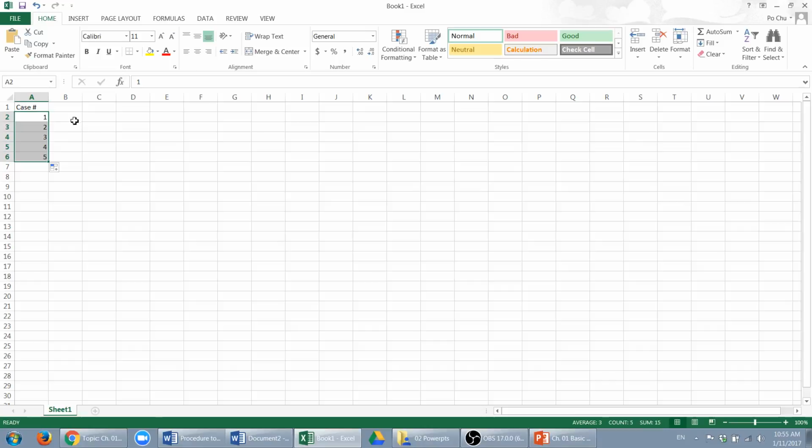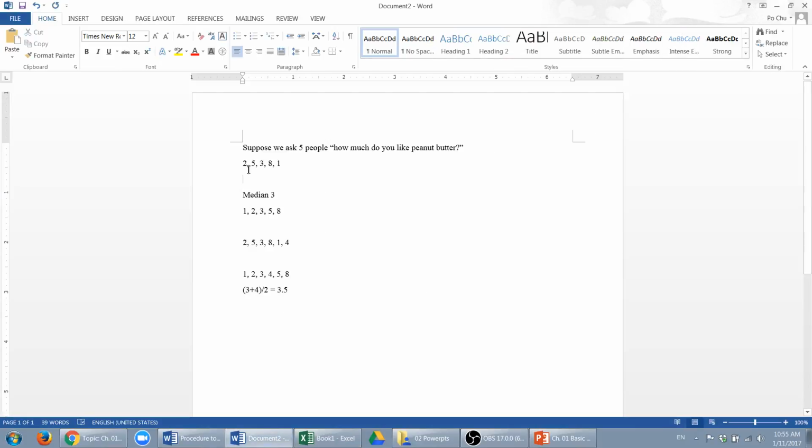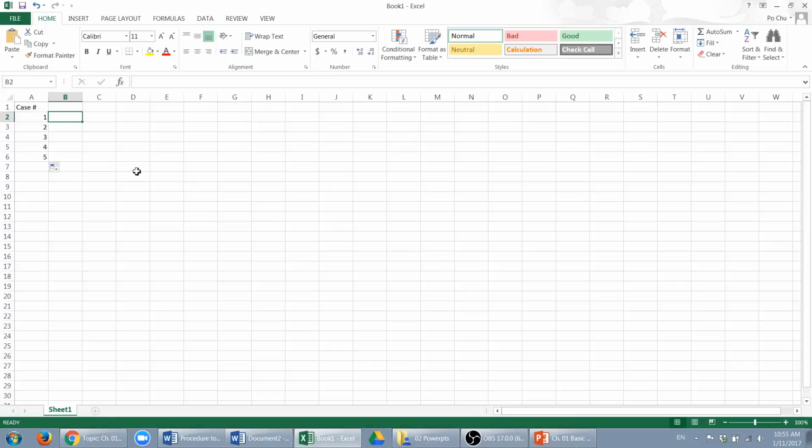This is in the clip I showed you already, so I'm not going to explain further. So let's go back. 2, 5, 3, 8, 1. We enter those data, right? Now, to get the sum of square, the first thing we do is calculate the mean. I always type mean, so I know what I'm going to calculate.